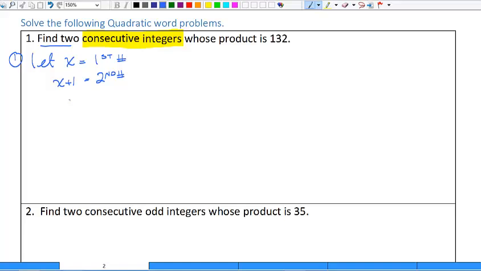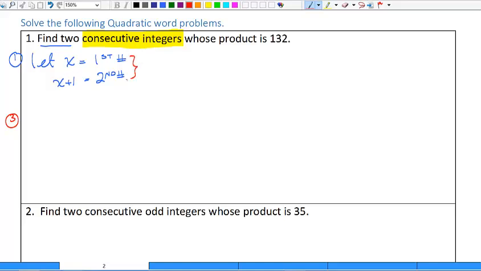Step 2 says draw a picture. Well, I can't draw a picture for these number problems, so I'm going to skip that one. Step 3 says to write an equation. So I have to go back through and reread the problem and see if I can write an equation with my variables. Find two consecutive integers.